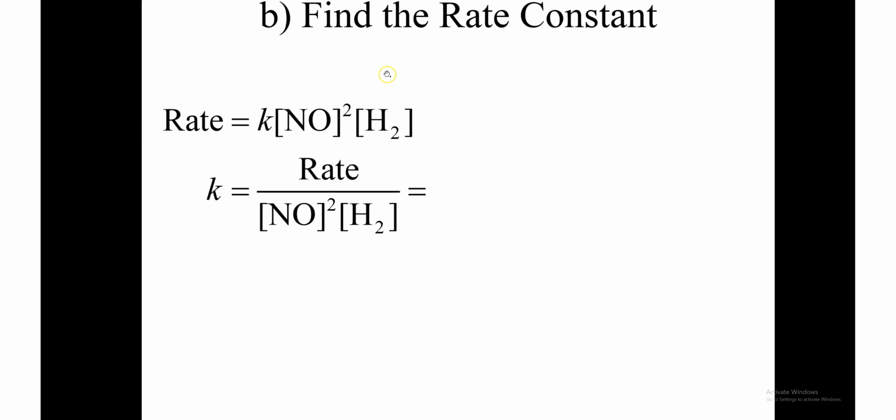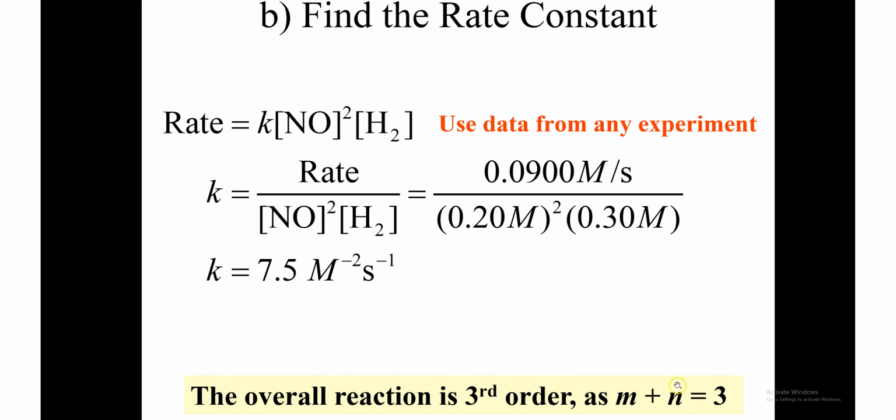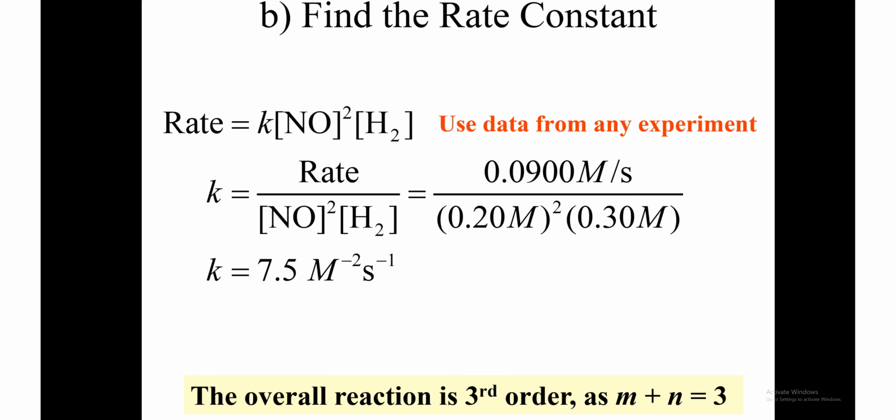All right, finding the rate constant is pretty straightforward. You're going to take the rate and divide it by the concentrations, [NO]^2[H2]. Then you use the data from any of the experiments, 0.09, and let's say we pick one experiment. Then we use our rate law, and we find that k is going to be 7.5. And I already know it's a third order, so you should have that going in there. The reaction is third order because you add the 2 and the 1, and that gives us that, and then we've got the 7.5. Okay, well that concludes this portion.